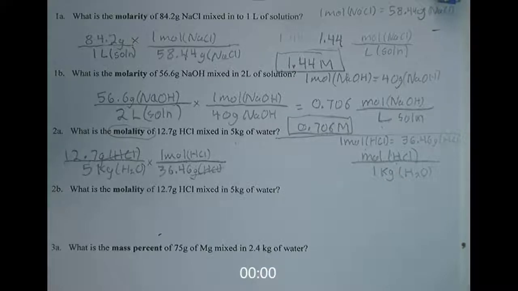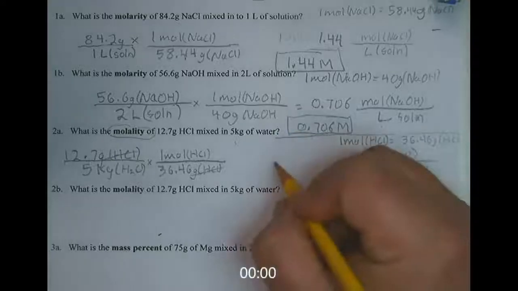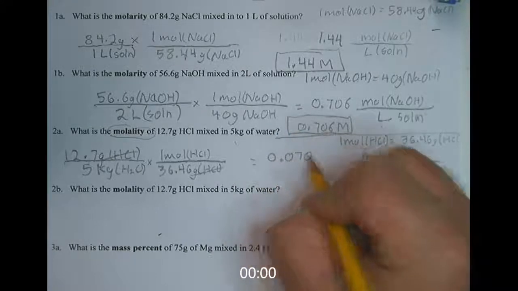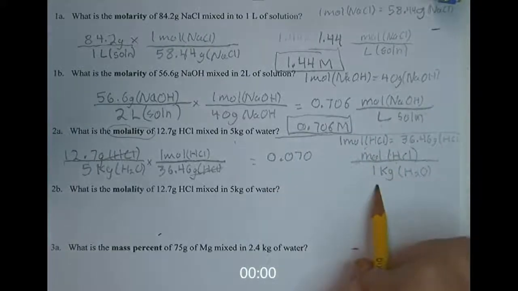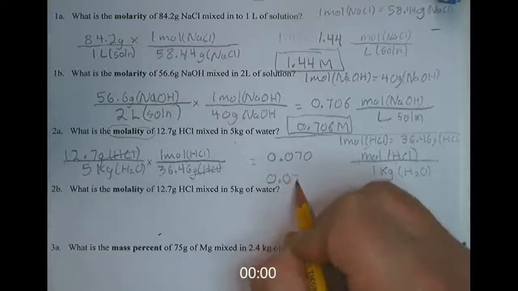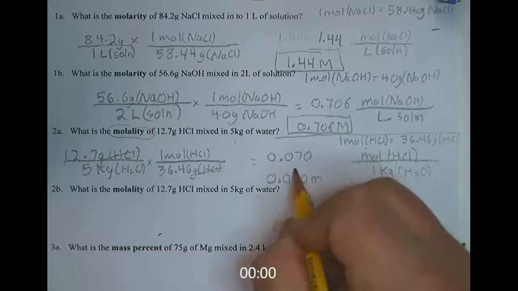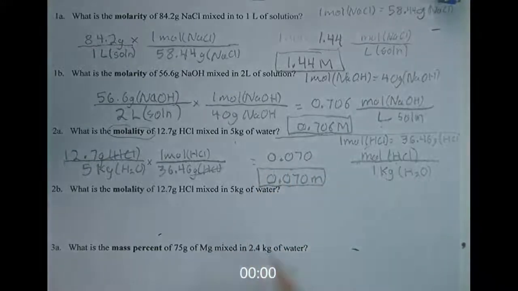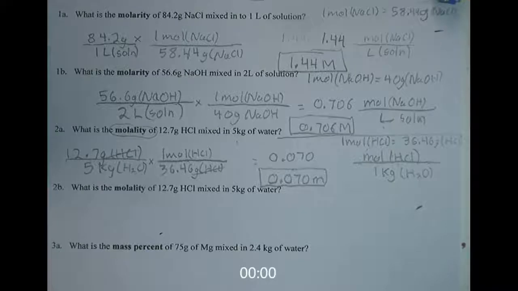So if we multiply this by this, divided by 36.46 divided by 5, that will give us moles per 1 kilogram of H2O. And when you do that, that's going to give you an answer of 0.070 moles of HCl per kilogram of water, or you can write that it's molal, small m. So 0.070 molal is the way that would be stated.